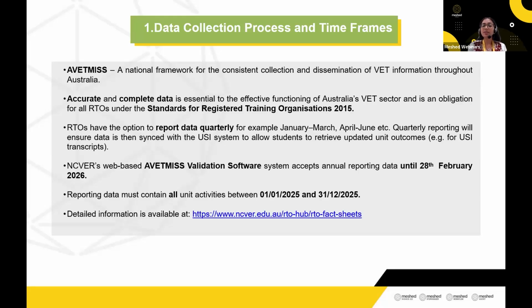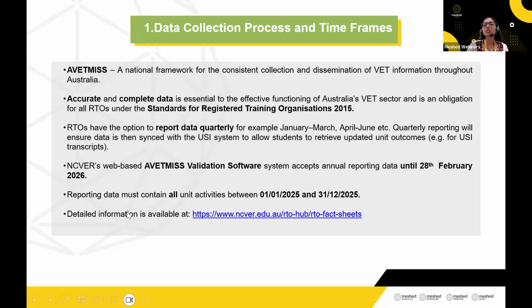As you must be aware already, NCVR's data validation software will accept the 2025 data until 28th of February 2026, which is the current deadline or due date for the NAT files or the AVETMISS data submission. Each year, the AVETMISS data submission is usually due on the last day of February, which is again 28th of Feb this year. We need to submit the activity data for units between 1st of January 2025 and 31st of December 2025, which is the collection year data for 2025.